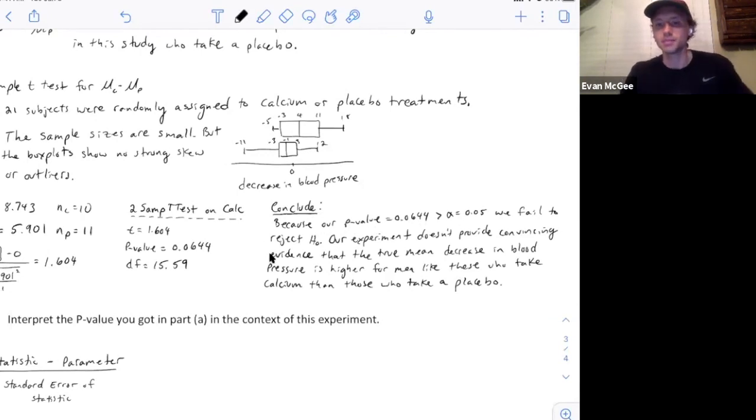Our experiment does not provide convincing evidence that the true mean decrease in blood pressure is higher for men like these who take calcium than those who take a placebo. And it is important that you say for men like these, because since we didn't randomly select from a population, we can't say this is true for all types of people. It's just for men like this in our study. That's as far as our scope of inference can be.